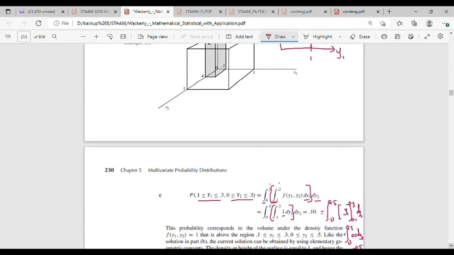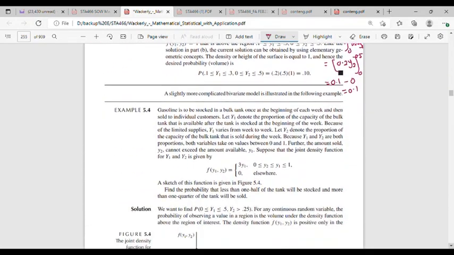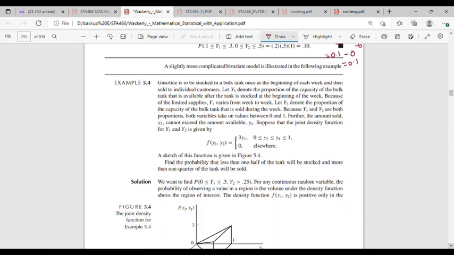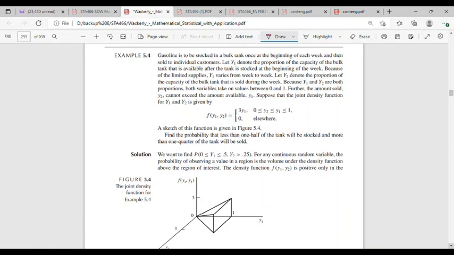Okay, let's go to the next example here. This is more complicated. Alright. Okay, gasoline needs to be stocked in a bulk tank once at the beginning of each week and then sold to individual customers. Let y1 denote the proportion of the capacity of the bulk tank that is available after the tank is stocked at the beginning of the week.